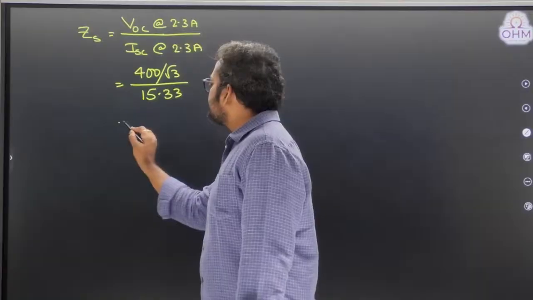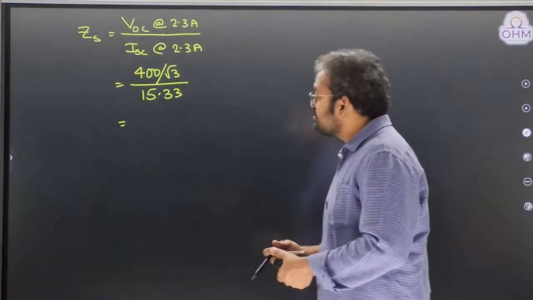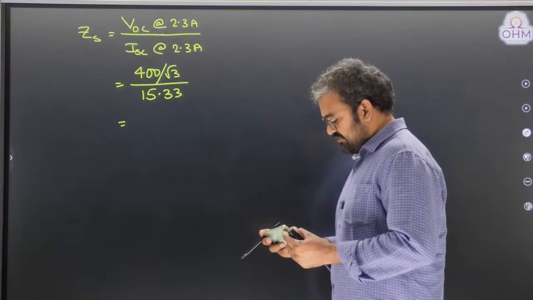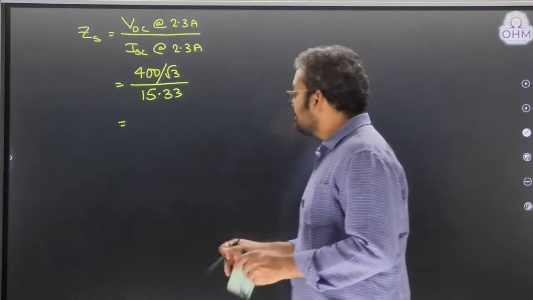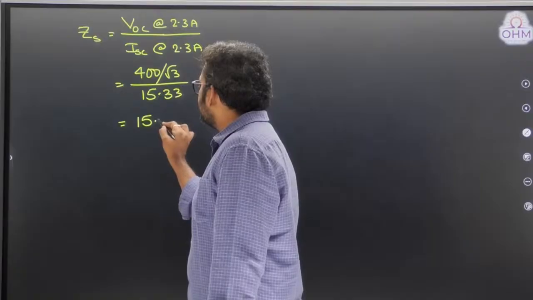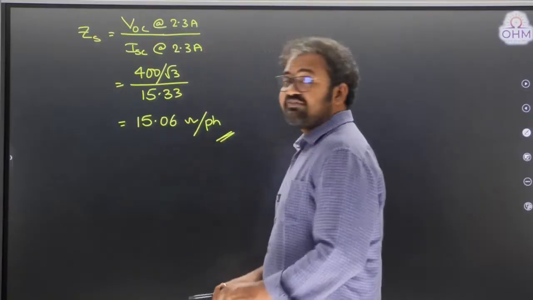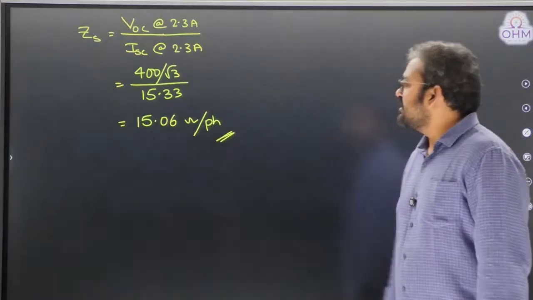15.33. So if you take the ratio between these two, you will get the synchronous impedance. Let me calculate: 400 by root 3 divided by 15.33. Yes, I am getting 15.06 ohm per phase. That is the value of synchronous impedance.